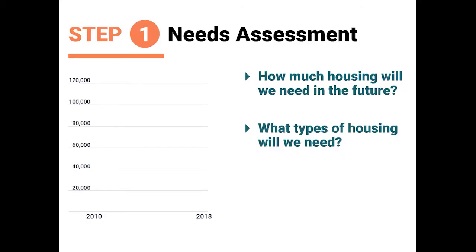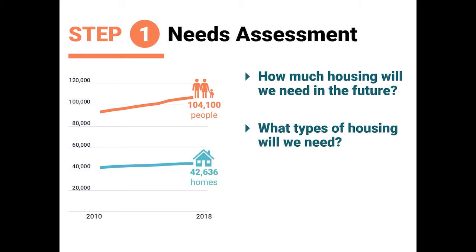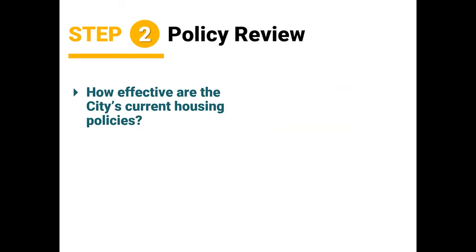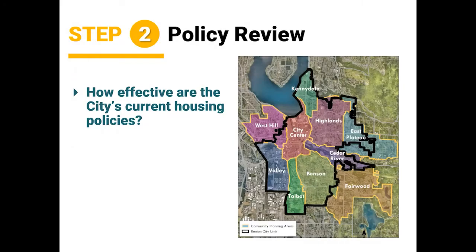The first step is a needs assessment. We will look at the existing population and trends and evaluate how much housing we will need in the future. We will also look at housing supply and determine what types of housing we will need. The second step is a policy review where we look at Renton's housing policies today. We will explore how well these policies support the types and amounts of new homes we need.